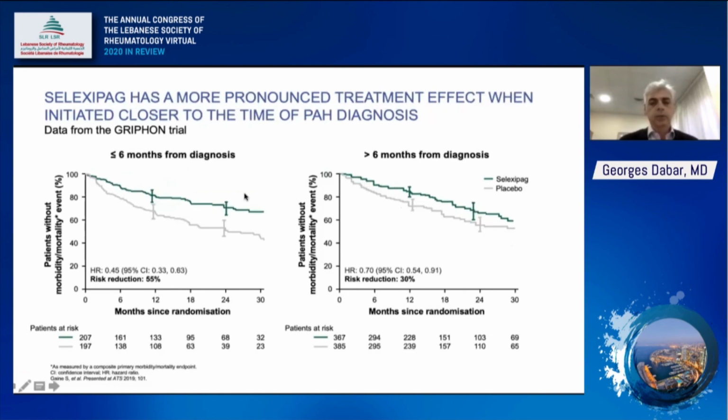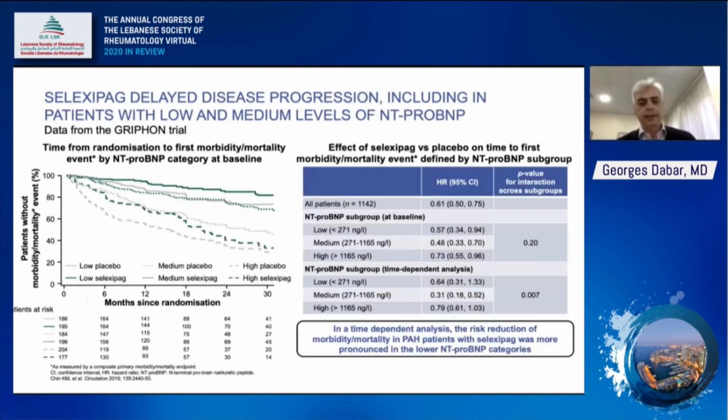And also it has a more pronounced treatment effect if you started earlier compared to if you start later. This is if you started in the first 6 months of diagnosis compared to if you started after 6 months of diagnosis. So this is why it's very important to assess the patient frequently and to go to triple therapy if needed quickly. And you have a 55% risk reduction if you start in the first 6 months compared to 30% risk reduction if you go in the following 6 months. So delaying therapy really doesn't serve you well.